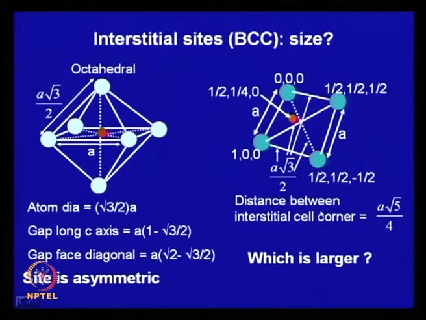So, therefore, the distance between any of these corner points and this interstitial site can be found from geometrical relationships. Say this coordinate, half 1/4 0, is the coordinate of this site, and if you try to find the distance between this coordinate and this one, it will clearly come out to be a root 5 over 4.